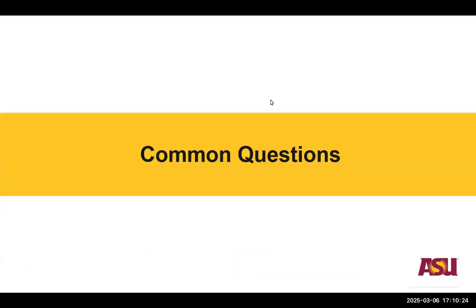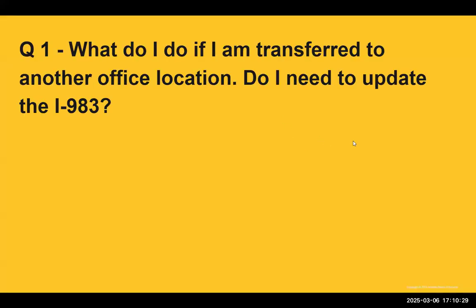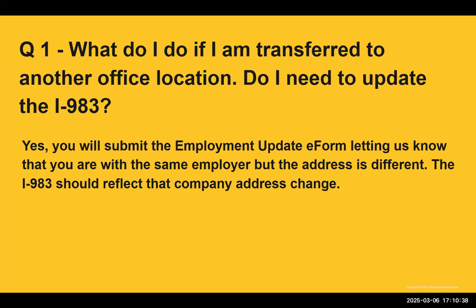Now let's cover some common questions asked by students to our office about the I-983. What do I do if I'm being transferred to another office location? Do I need to update the I-983? Yes. You will need to submit the employment update e-form letting us know that you're with the same employer, but the address is different. The I-983 should also reflect that company address change, as we need to go into your SEVIS portal, update the address in there, and then issue you a new I-20 based off of that new address location where you'll be working.